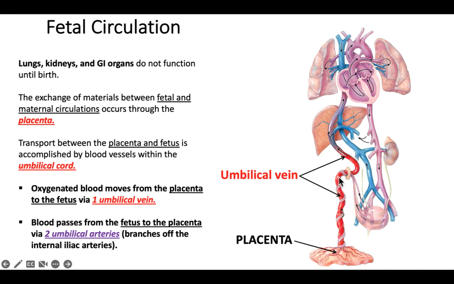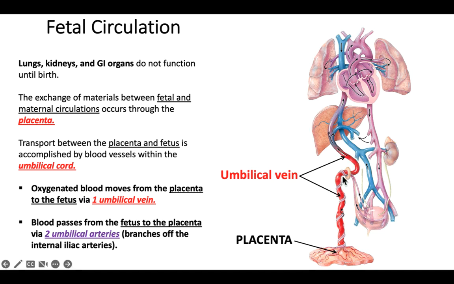Notice it's blue, or it's red, so it's oxygenated, right? So the blood capillaries picked up mom's oxygen and nutrients. We're going towards the fetal heart, so it's a vein. So this is the second vein we've learned that's oxygenated. We learned the pulmonary veins are oxygenated, and so is the umbilical vein.